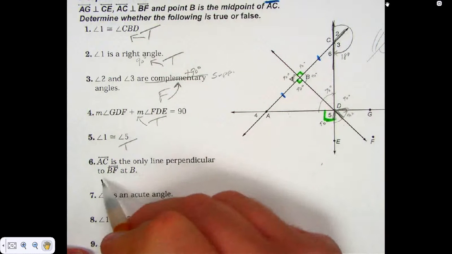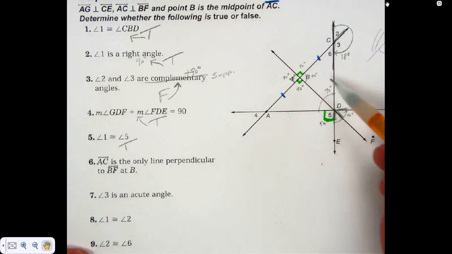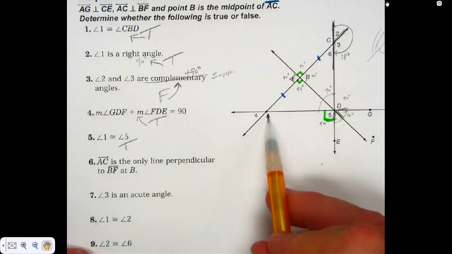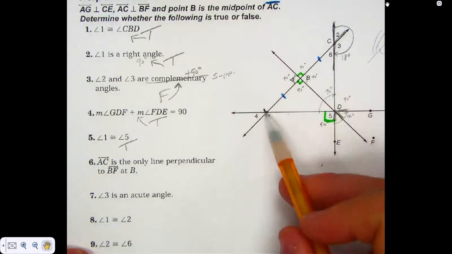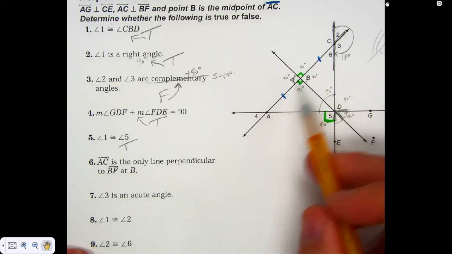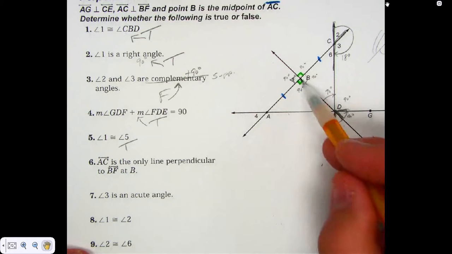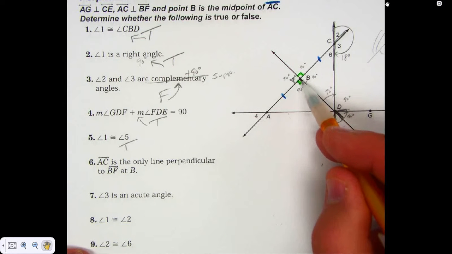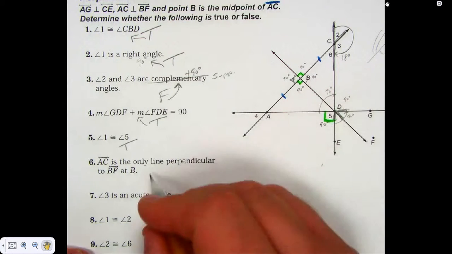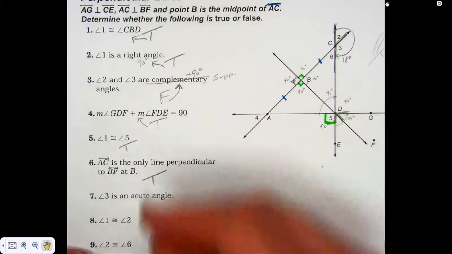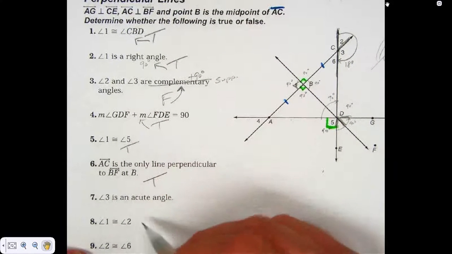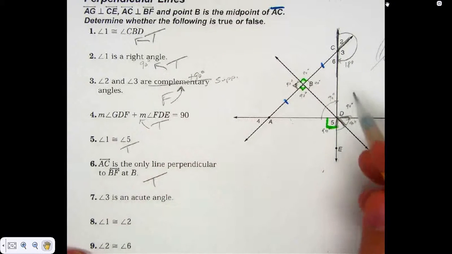AC is the only line perpendicular to BF. Okay, let's go A to C. A to C is the only line perpendicular to BF at B. Well, didn't we just learn they are perpendicular, and is there only one line that can be perpendicular to a line at a point? It's only possible to be one, so the answer here is true. Angle 3 is an acute angle. Angle 3, is that acute?